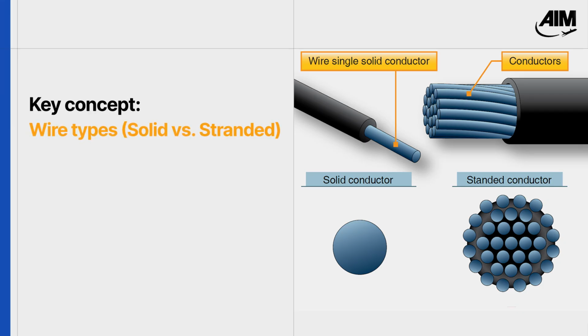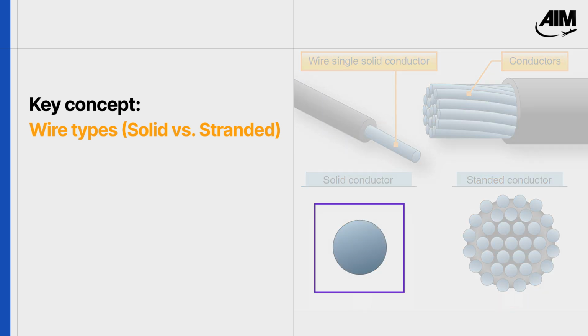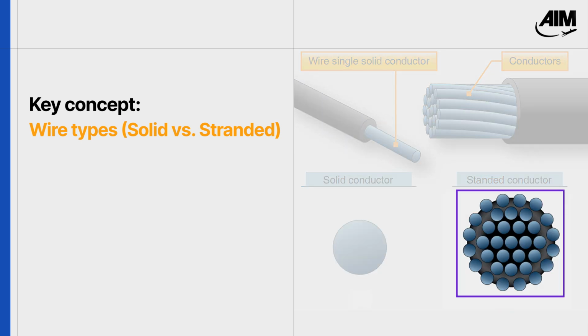Knowing the type of wire used is very important for making sure the ignition system works reliably. Solid wires are strong and durable, while stranded wires are more flexible and easier to bend. Each type is useful depending on the needs of the ignition system.